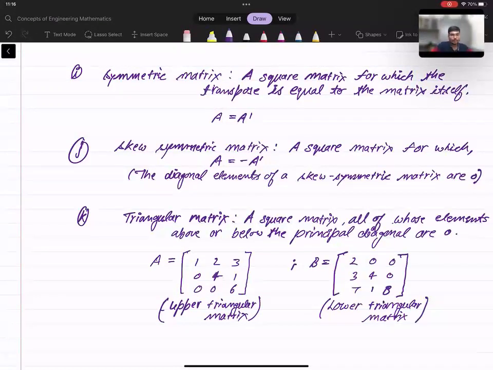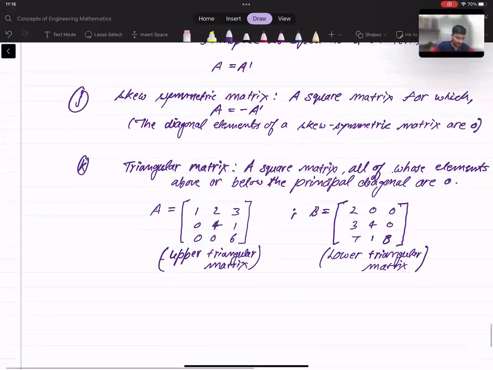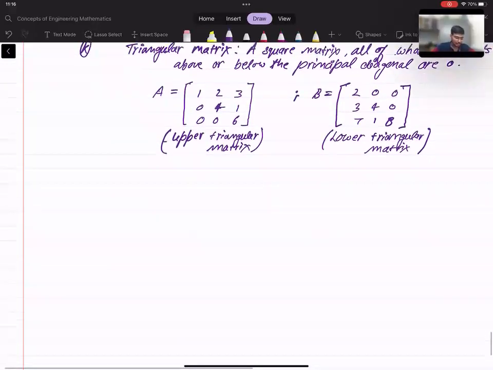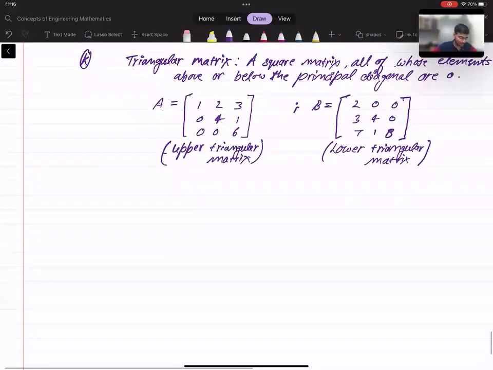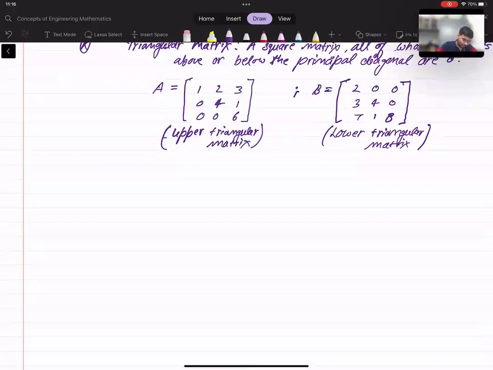So this is something known as a triangular matrix. Also, there are some special categories of matrices. So let us see them also. Next one is the orthogonal matrix. So we will quickly see them.